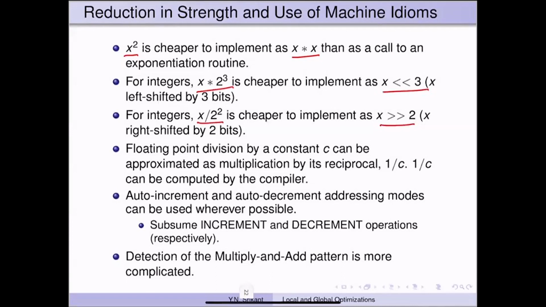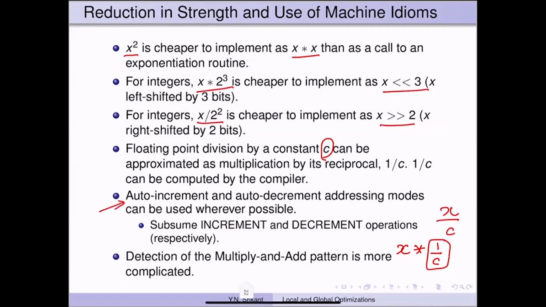Floating point division by a constant c, right? So for example, I have x by c, right? So we can write it as x star 1 by c. 1 by c is a constant which can be computed by the compiler. Okay. So then it becomes multiplication instead of division. Floating point division is expensive, so it will be replaced by a multiplication.